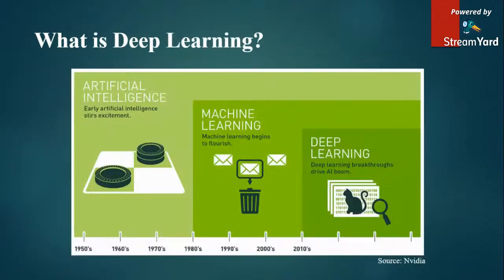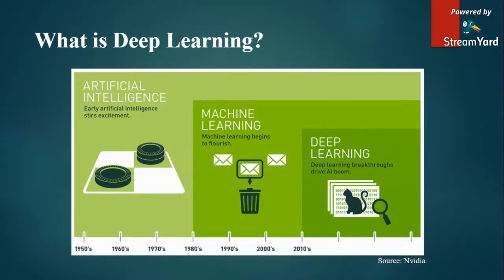So what is deep learning? From the infographic here, it is clear that artificial intelligence is the superset of machine learning and deep learning. I'm sure in this STTP many of the prominent speakers would have already shown you some version of this infographic. So artificial intelligence is the superset, machine learning a subset of AI, and deep learning is the further subset of machine learning itself.